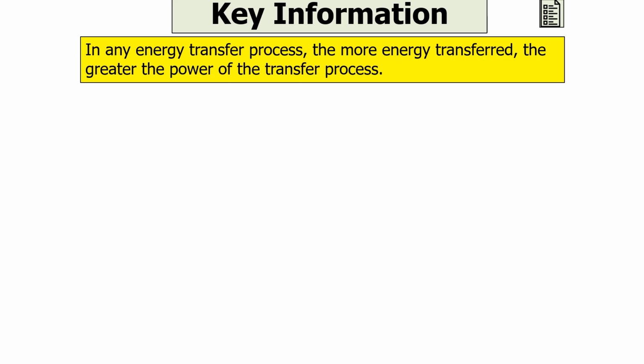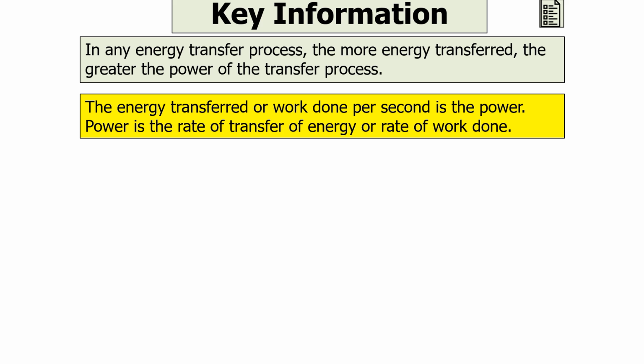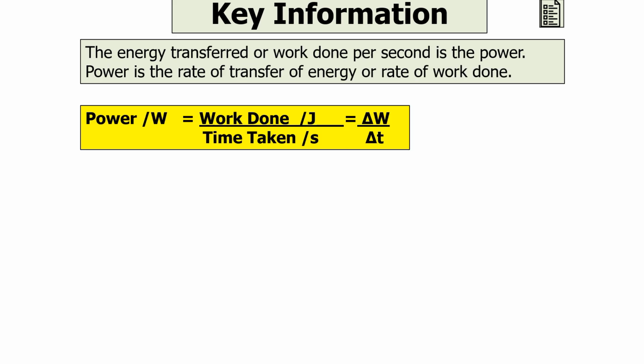Now, in any energy transfer process, the more energy transferred, the greater the power of the transfer process. This is because the energy transferred, or the work done per second, is the power. So power is the rate of energy transfer, or the rate of work done. Now we can work out power with the following equation. Power is equal to work done in joules divided by the time taken in seconds.